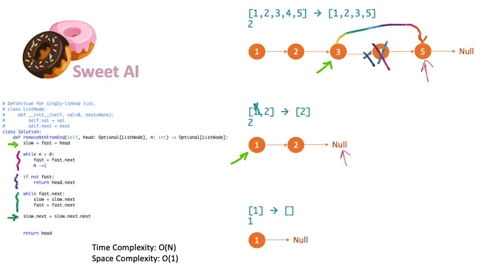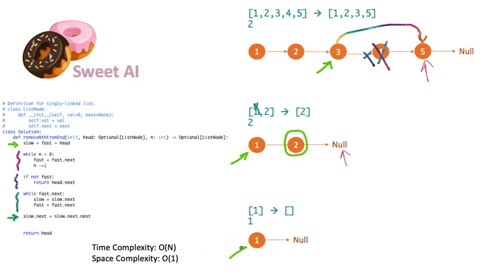After moving n steps forward, what we see is the fast pointer is pointing to null, and if not fast, we are going to remove the head, because we know that the slow pointer is pointing to the node that needed to be deleted. This is a special case that we deal with here. So we are just going to return head.next, which is going to be node 2.